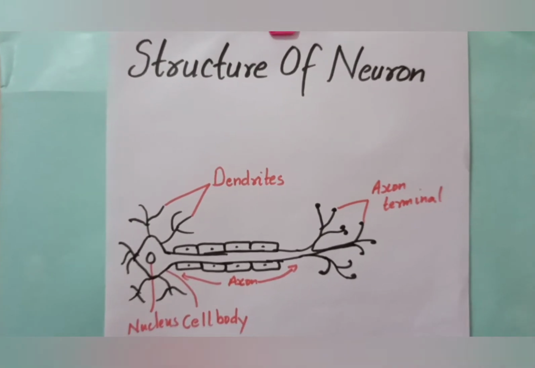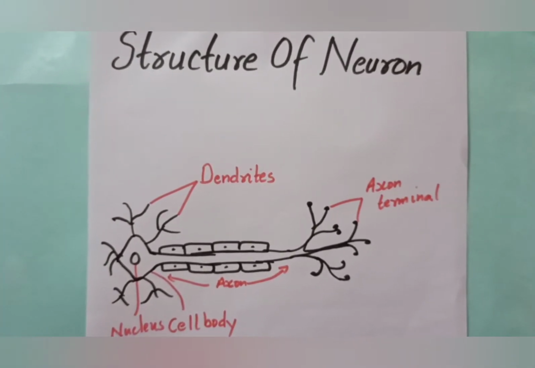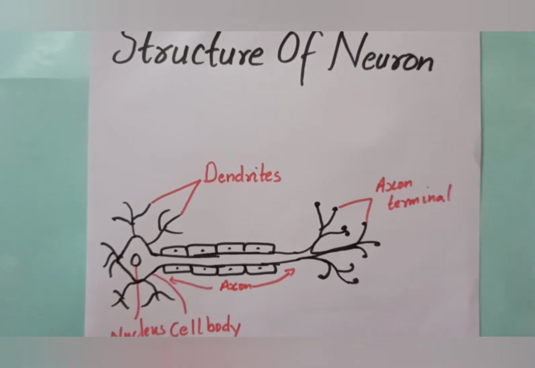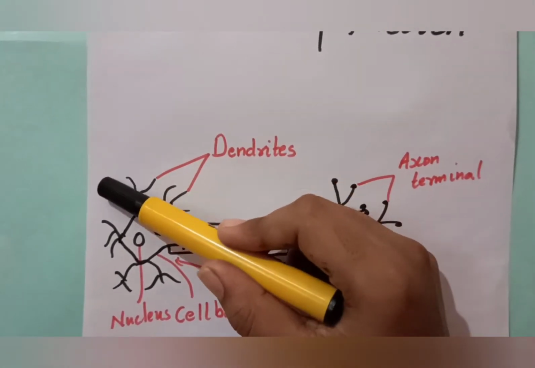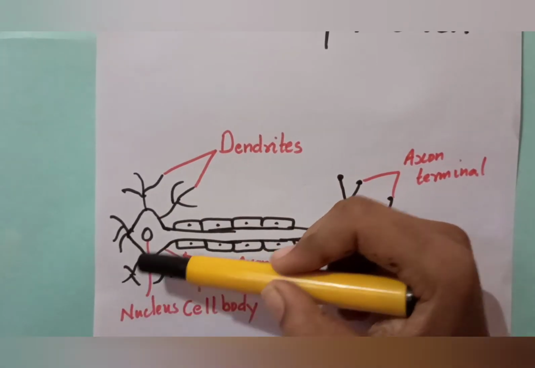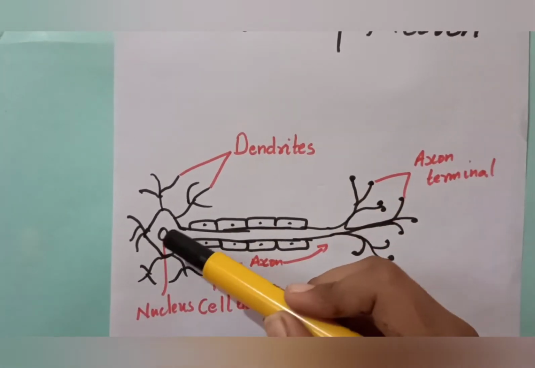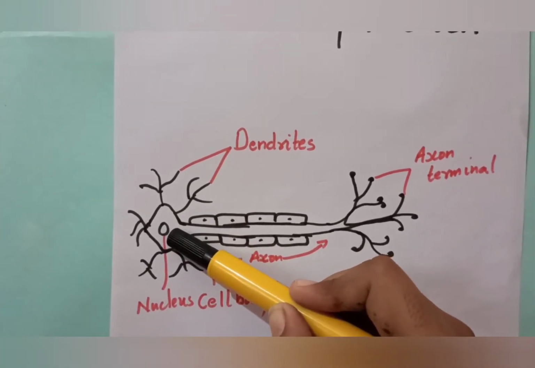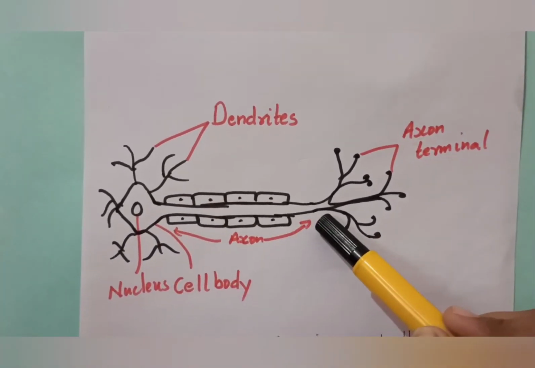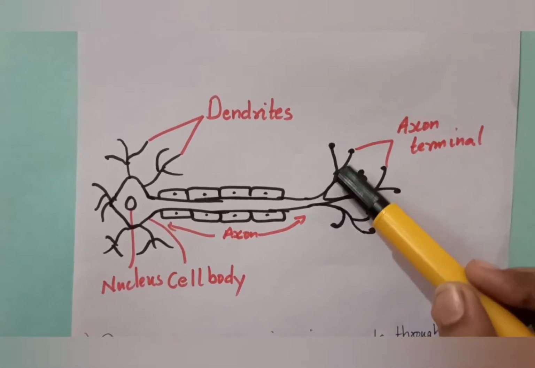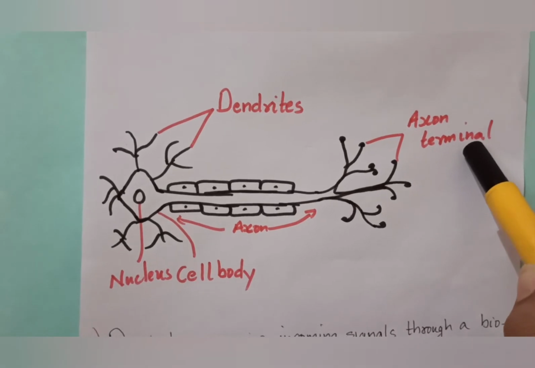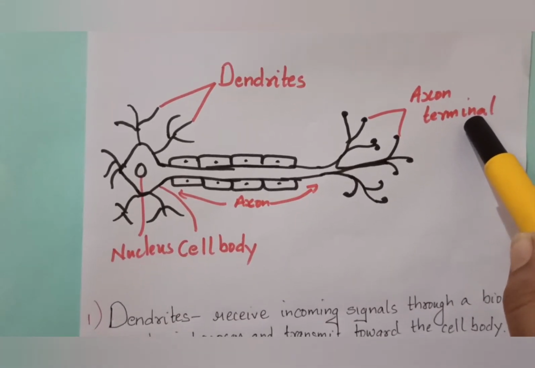Now let's discuss the structure of a biological neuron. This root-like structure is known as dendrites. This is the cell body. This is known as nucleus. This portion is known as axon, and these endings are known as axon terminals. Now let's go through the function of each part.